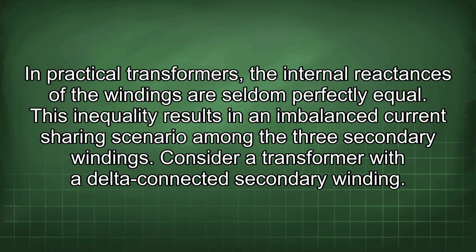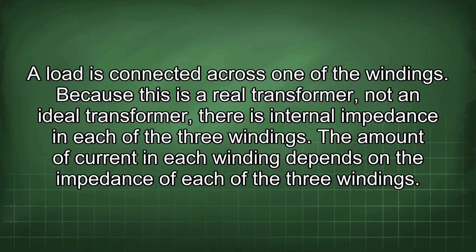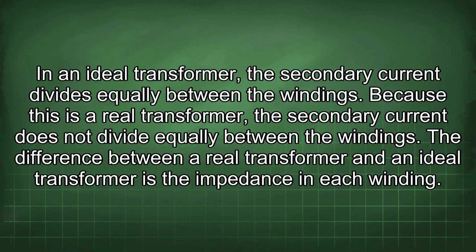Consider a transformer with a delta-connected secondary winding. A load is connected across one of the windings. Because this is a real transformer, not an ideal transformer, there is internal impedance in each of the three windings. The amount of current in each winding depends on the impedance of each of the three windings. In an ideal transformer, the secondary current divides equally between the windings. Because this is a real transformer, the secondary current does not divide equally between the windings.